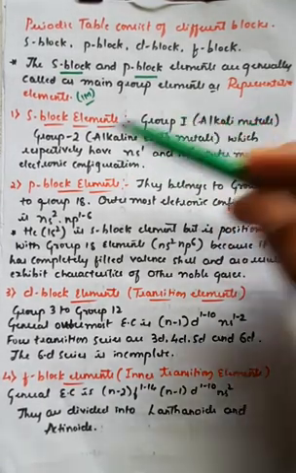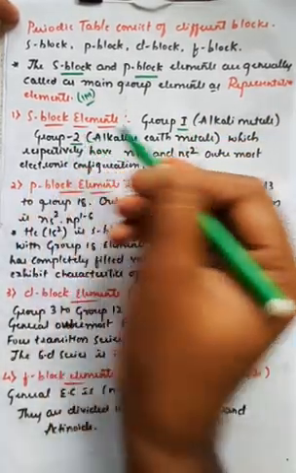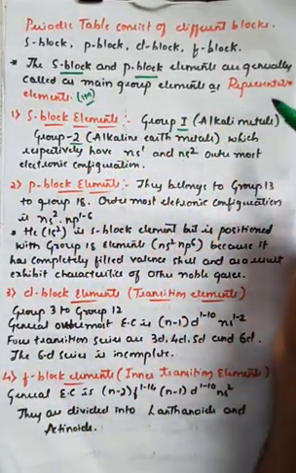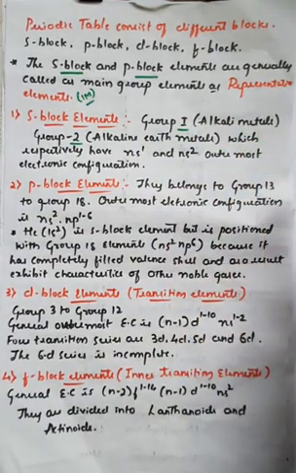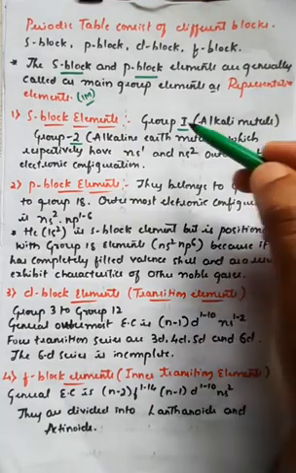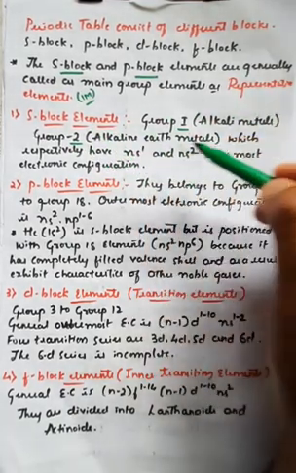So there are 2 groups in the s block, that is group 1 as well as group 2, right? Group 1 elements are called alkali metals, and group 2 elements are generally called alkaline earth metals. Remember, there are 2 groups in the s block. One is group 1, which is termed alkali metal, and group 2 is termed alkaline earth metal, right?